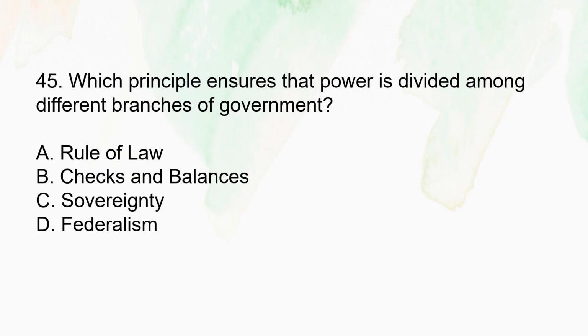This is the last number. Which principle ensures that power is divided among different branches of government? Letter A, rule of law. Letter B, checks and balances. Letter C, sovereignty. Or letter D, federalism.